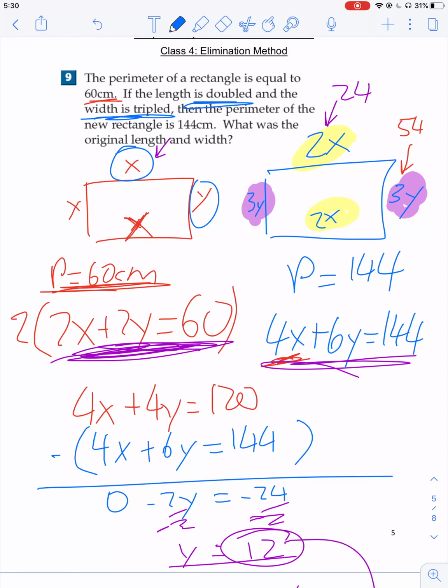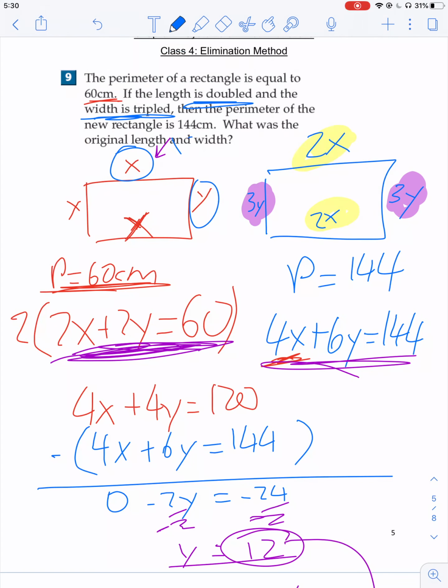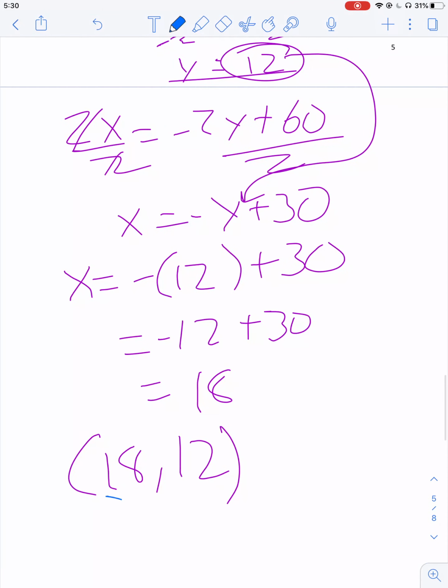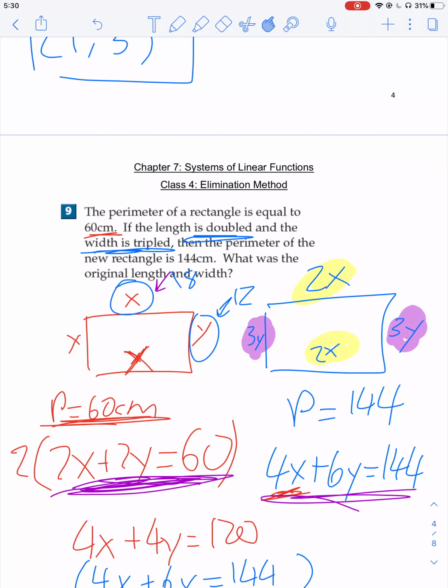Okay, so x is 18. Y is 12. Now this will work. Okay, 18 and 12, right? So remember, x is 18, y is 12. And if you check this out, it will work. So just do 18 plus 12, and then multiply that by 2, you're going to get 60.